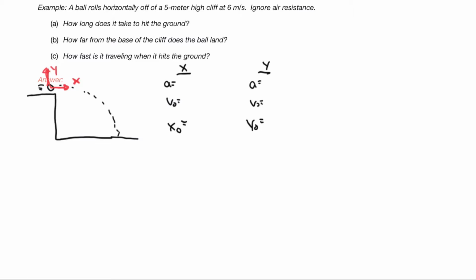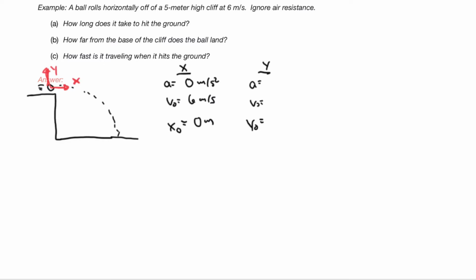Let's look at the x direction first. The acceleration in the x direction is 0 meters per second squared. It's not accelerating in the horizontal direction. Its initial velocity is 6 meters per second, and we know that it's positive because it's to the right, and we also know that it's 6 because the ball was said to roll off horizontally. The initial position in the x direction is 0 because it was originally located at the origin.